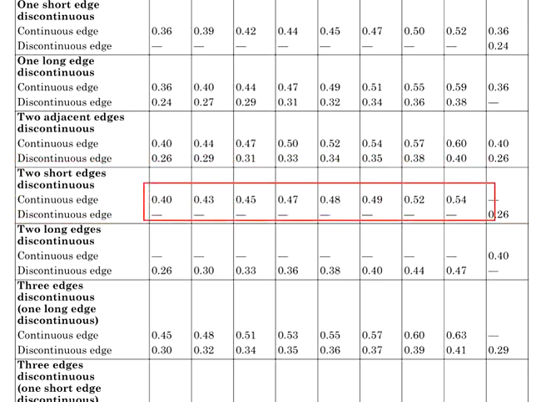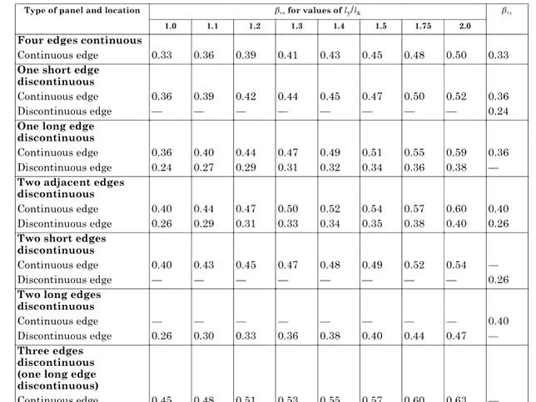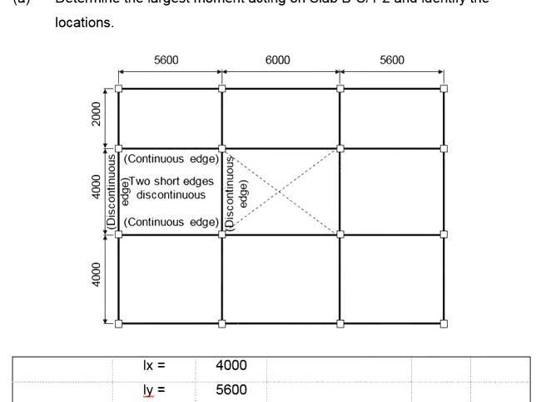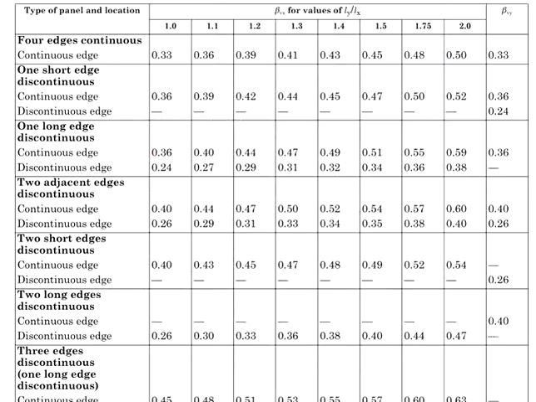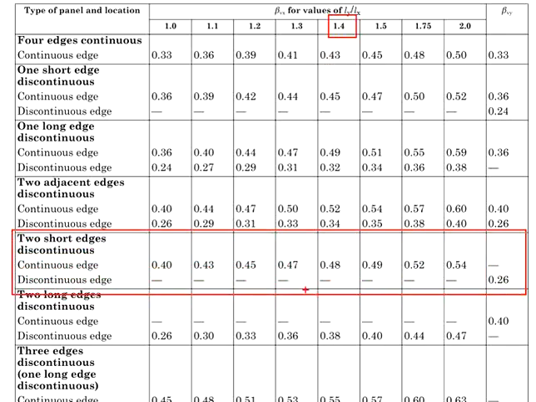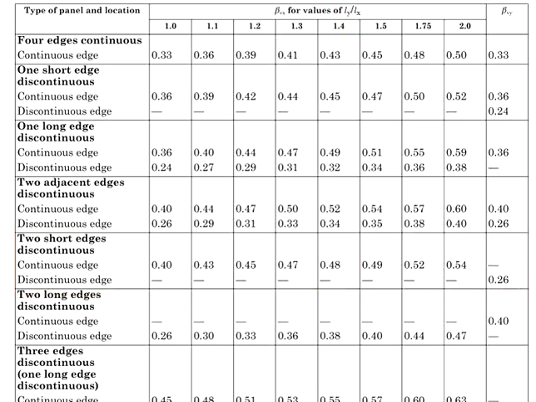There are a series of coefficients. The coefficients are determined on the basis of the Ly per Lx ratio. With that, you will need to get Ly divided by Lx. That gives you a ratio of 1.4. That means for a 1.4 ratio, two short edges discontinuous, the shear coefficients will be 0.48 and 0.26.